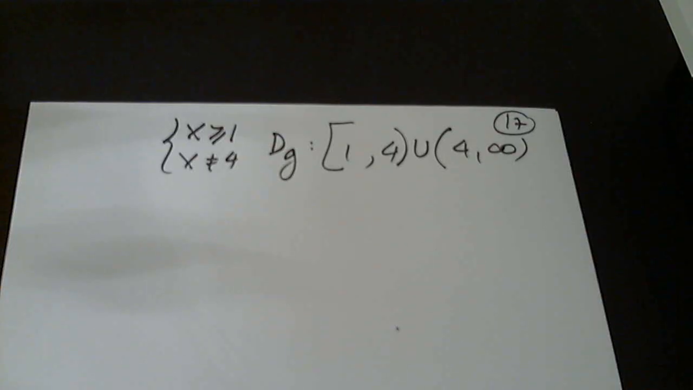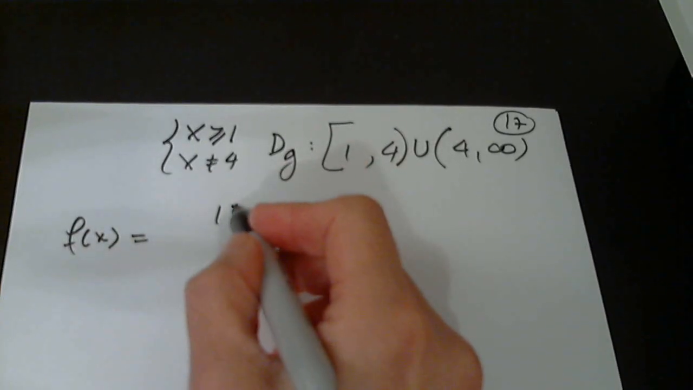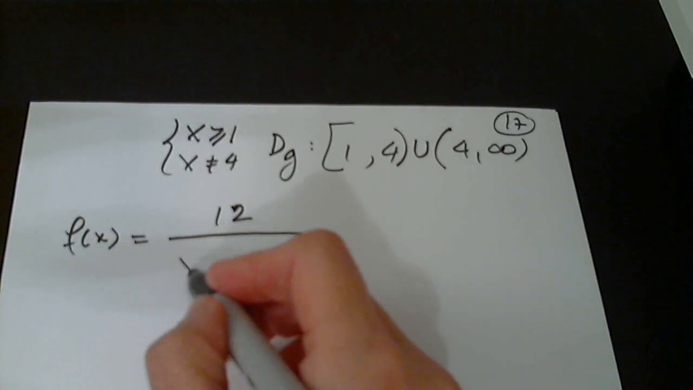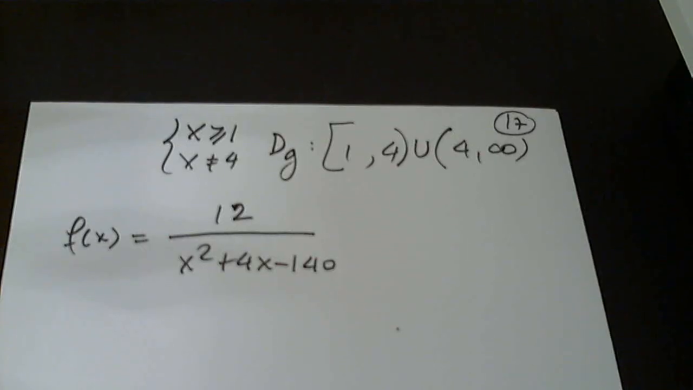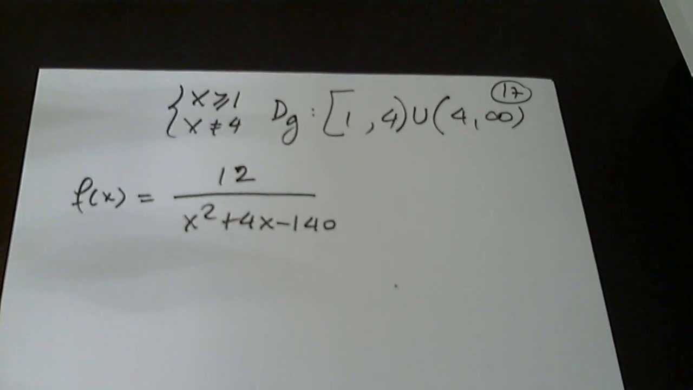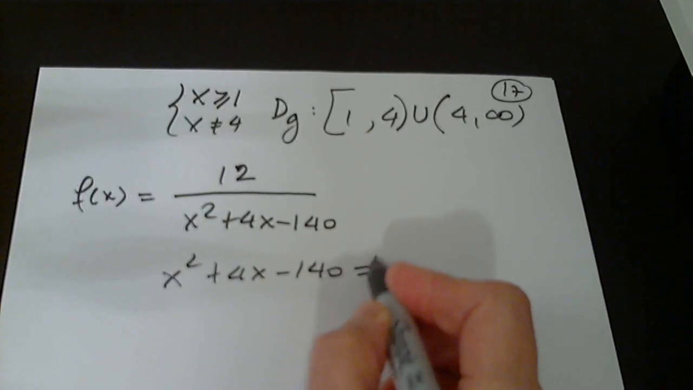Just browse through. If you didn't finish, it's okay. Browse through and choose. I also had on 2.7 a problem with question 8. Let's take a look. Find the domain of this function. f of x equals 12 divided by x squared plus 4x minus 140. So the restriction here has to be x squared plus 4x minus 140 cannot equal 0.